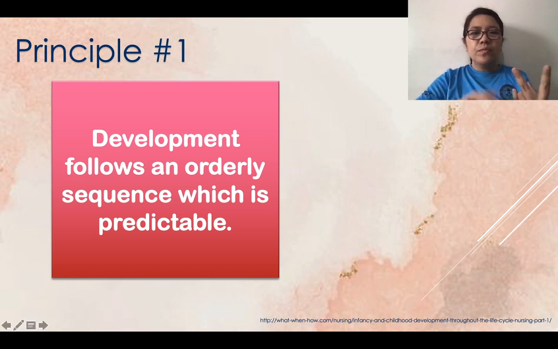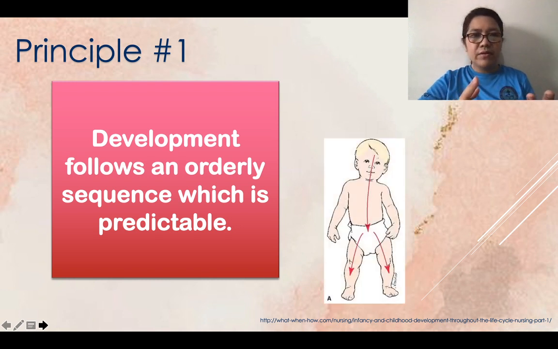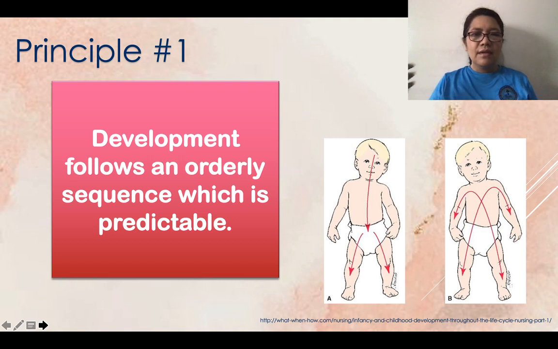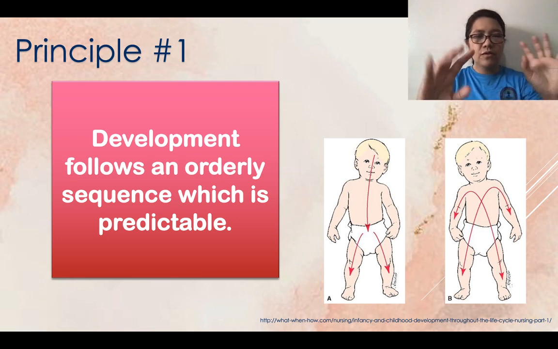So there are two predictable directions that can be seen during the infancy periods. The first one is cephalocaudal development, which proceeds in a head to foot direction of the body, and proximodistal, from the center to the outermost parts. Okay, so for infants, an example of proximodistal is that infants are able to use their arms first, which are close to the center, before they are able to use their fingers.